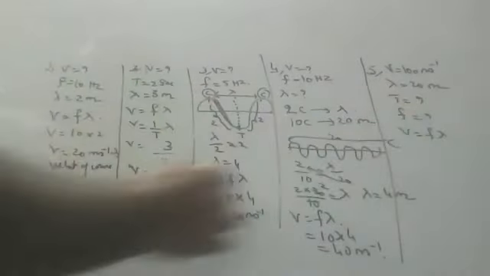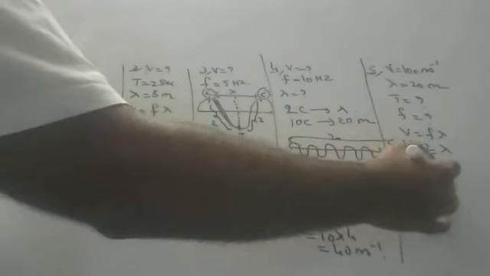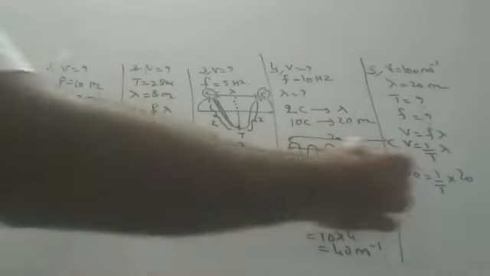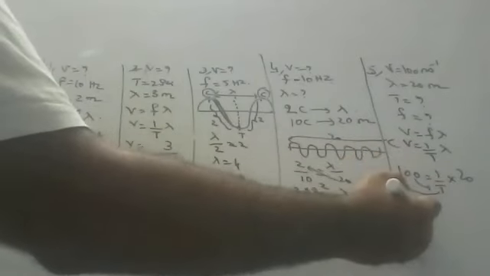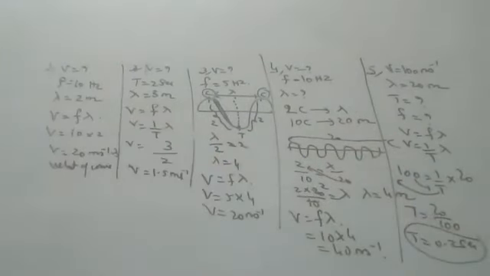V is equal to F lambda. V is equal to 1 by T lambda. V is how much, children? 100. 1 by T into lambda is 20. Okay, children? So T you bring up, 100 will go down. So T is equal to 20 by 100. 20 by 100 means 0.2 seconds. You have to copy, children. Next one.